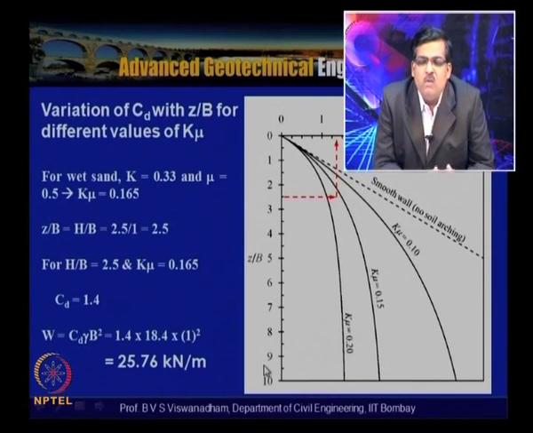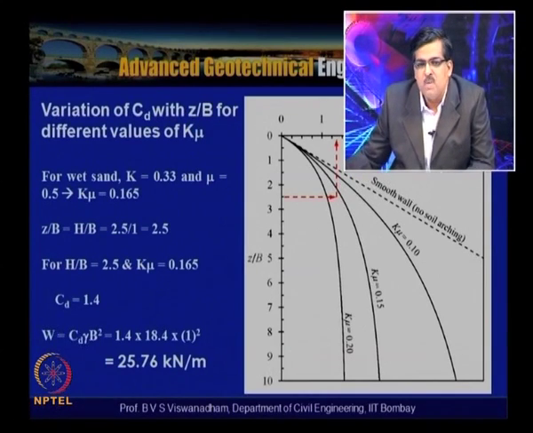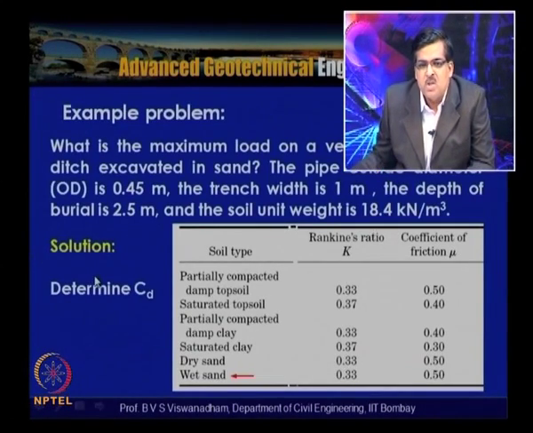Normally if you look at the weight of this prism above this pipe, if you say the unit weight is say 20 kilonewton per meter cube, and the height is 2.5, so it is nothing but gamma H, that is 2.5 into 20, which is about 50 kilonewton per meter square.